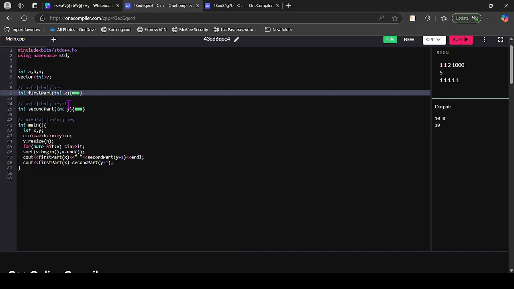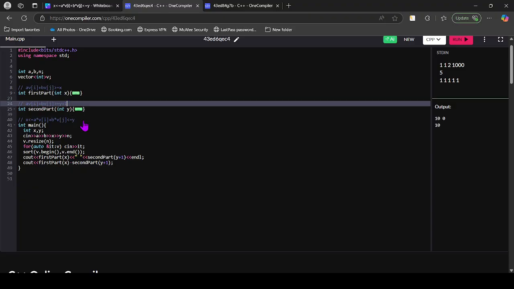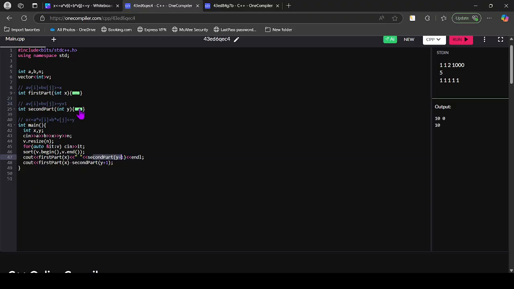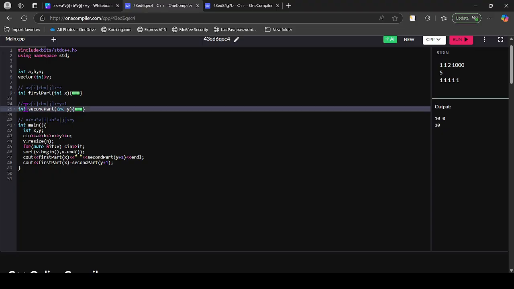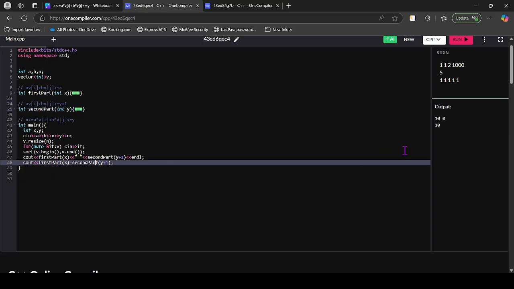Similarly, we are trying to find the answer for greater than or equal to y plus 1. So the second part is for y plus 1, with similar exact code. So it will return the answer for greater than or equal to y plus 1. So just by subtracting it, we can get the answer, which is 10 in the given example.